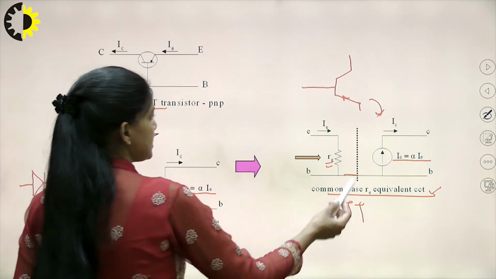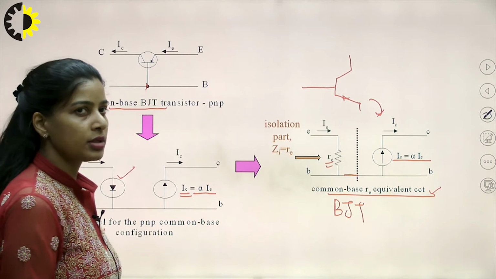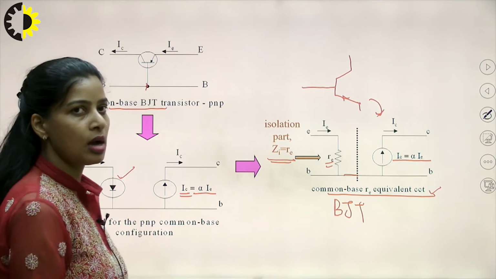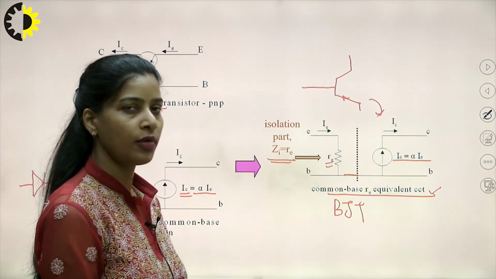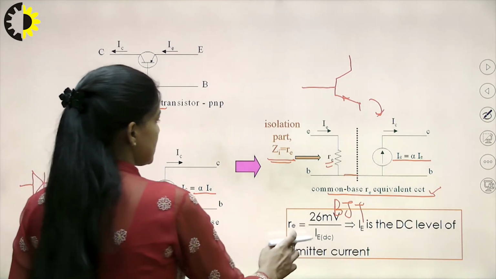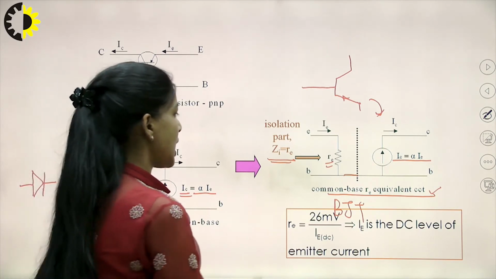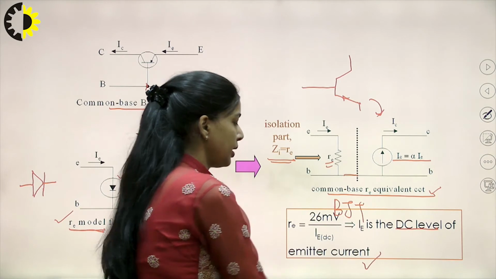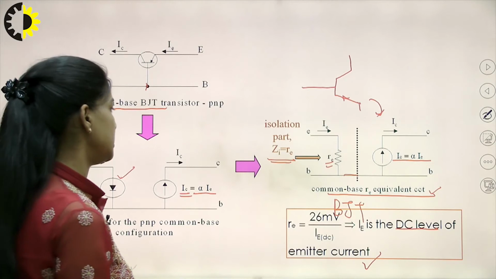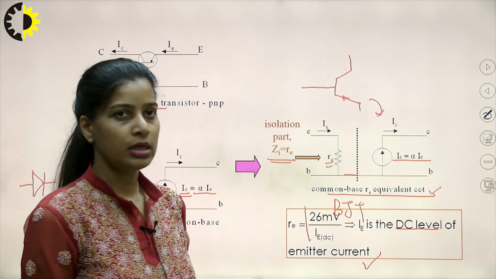Here we can see the input is isolated from the output. So the input resistance can be defined as Zi equal to re, due to the isolation of output from the input. The value of this re is 26 millivolts upon IE DC. This IE is the DC level of the emitter current. So we can calculate the value of this resistance re by dividing 26 millivolts by IE, that is the emitter current DC value.